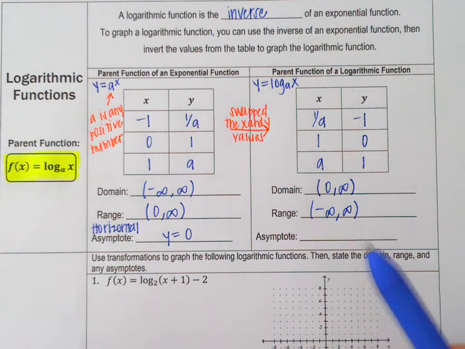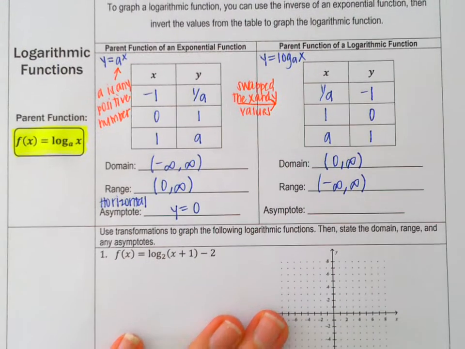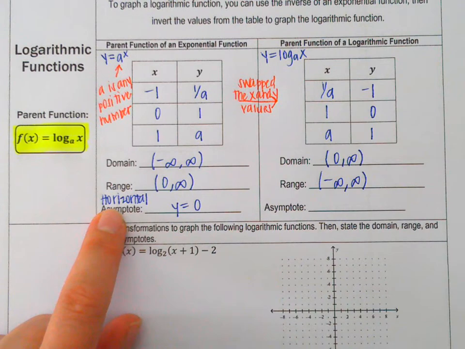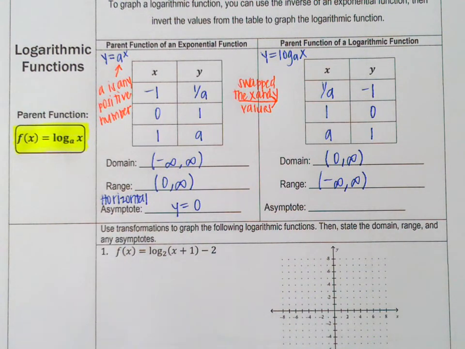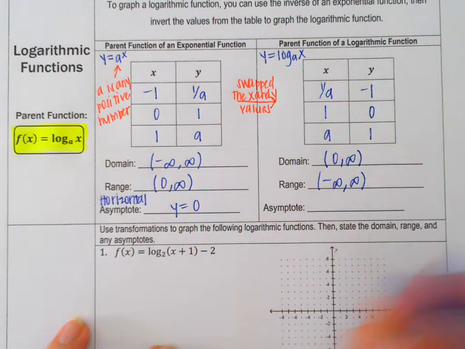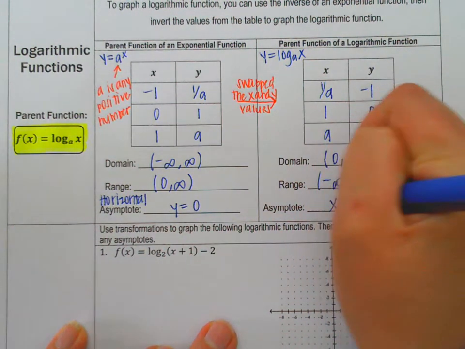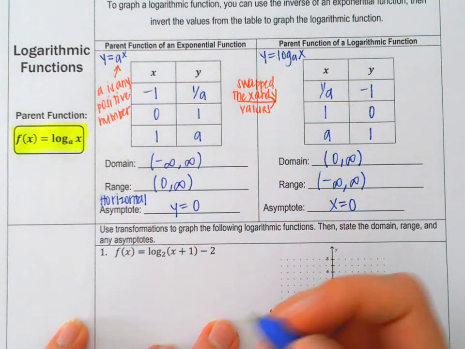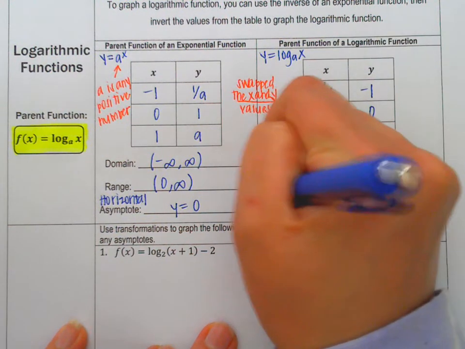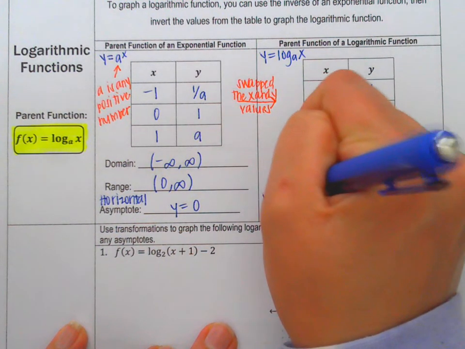Okay, now let's talk about the asymptote. So if we have a horizontal asymptote at y equals 0, and we're talking about the inverse, what type of asymptote do you think we're going to have for the inverse? And if you're thinking x equals 0 because we swapped the x and y values, you would be correct. And x equals 0 means it's a vertical asymptote.